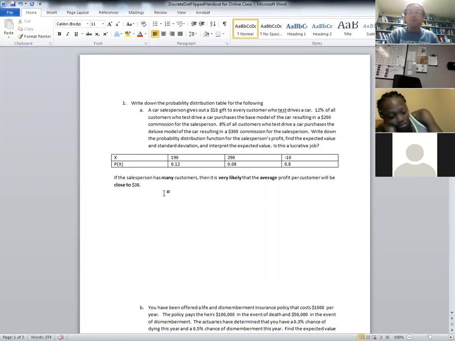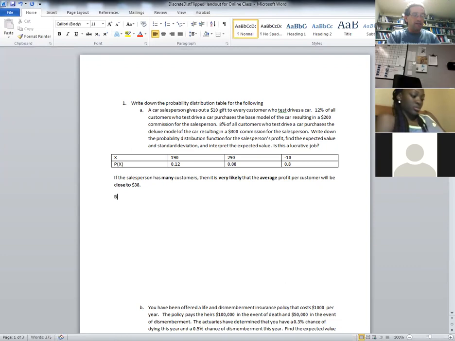Okay, let's interpret the standard deviation. So the standard deviation, on the other hand, is $98. Remember, standard deviation tells you how much this stuff varies. Well, if you expect $38 per customer on average, but it goes up and down by $98, that means often you're going to lose money. Okay, and it pretty much sucks to have a job where you lose money. Usually in a job you get paid.